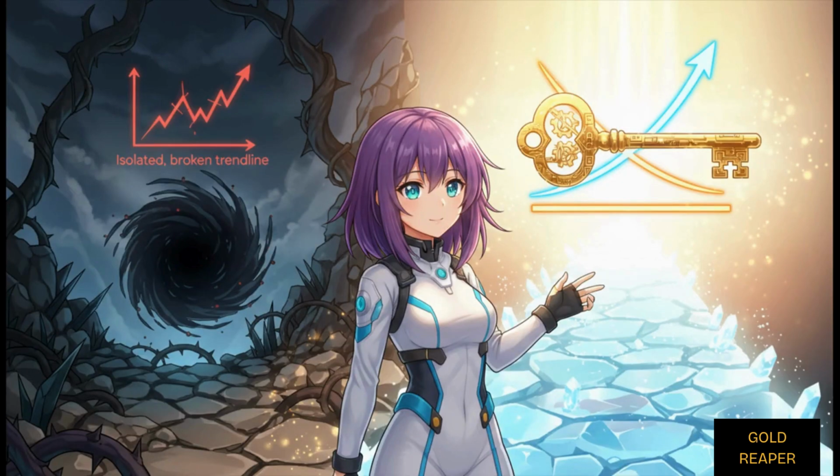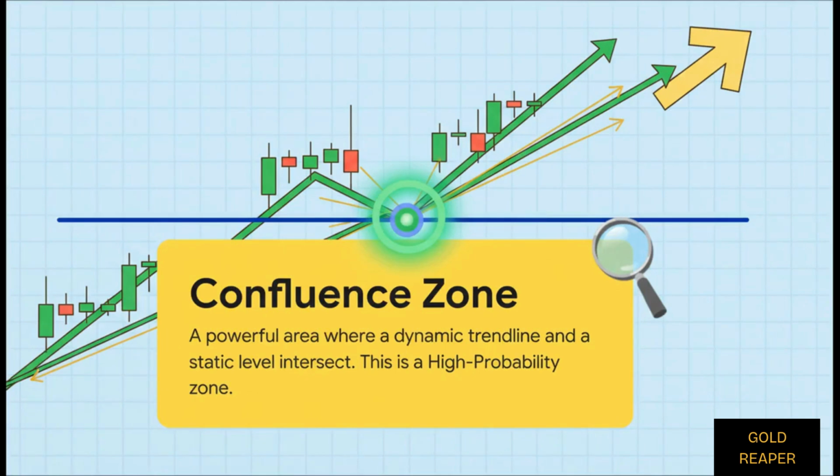So how do we avoid falling into that trap? The solution is to stop looking at these levels by themselves. We have to start looking for what's called the confluence zone. And trust me, this is the absolute key to the whole thing. And here it is. A confluence zone is that powerful spot on the chart where your dynamic trend line crosses a static horizontal level. Think about it. When 2 completely separate reasons for support or resistance all point to the very same area, that signal becomes so much stronger. That right there is our high probability zone.